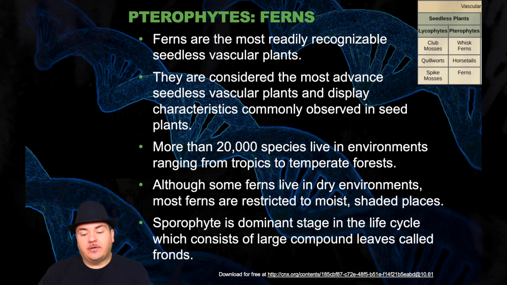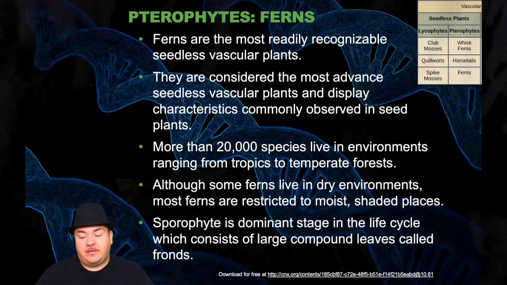Then we have the ferns. The ferns are the most readily recognizable seedless vascular plants. They're considered the most advanced seedless vascular plants and display characteristics commonly observed in seed plants. There are more than 20,000 species that live in environments ranging from the tropics to temperate forests. Although some ferns live in dry environments, most ferns are restricted to moist, shaded places.